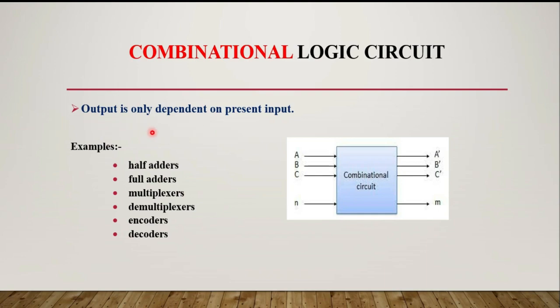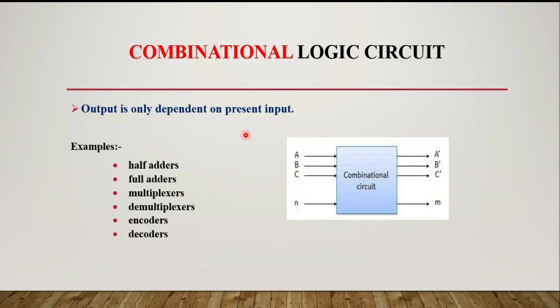This output is only dependent on present input. Combinational logic refers to circuits whose output is a function of the present value of the inputs only. As soon as inputs are changed, the information about the previous inputs is lost. That is, combinational logic circuits have no memory. The sequential circuit is just opposite to it. We will see it later.